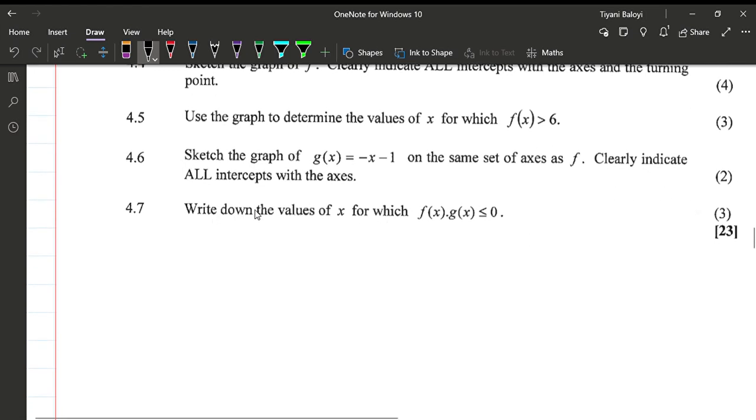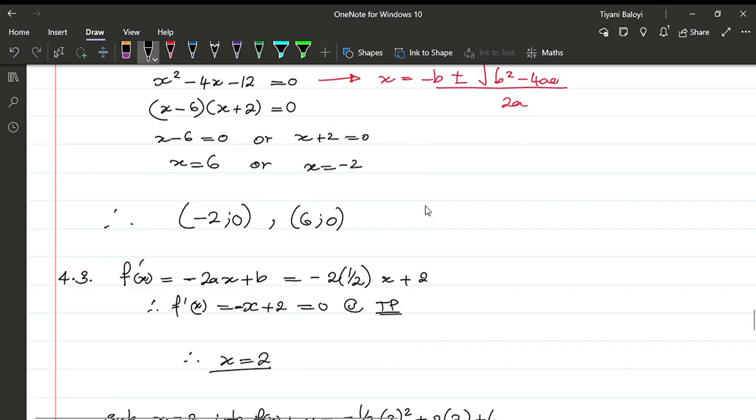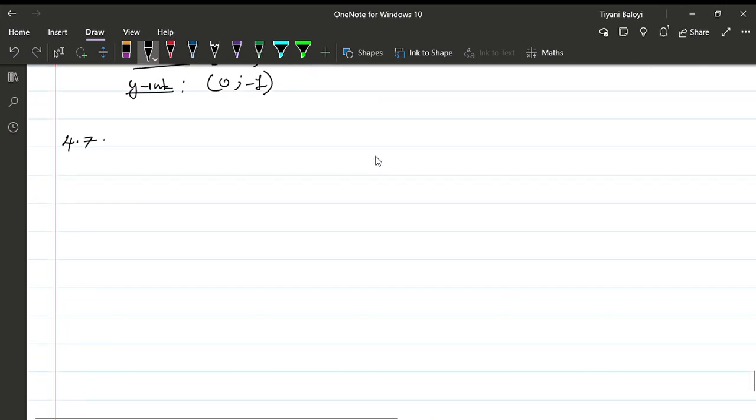Write down the values of x for which f of x times g of x is less or equal to 0. So let's get to that. That's another equation that's similar to 4.5. So less or equal to 0.